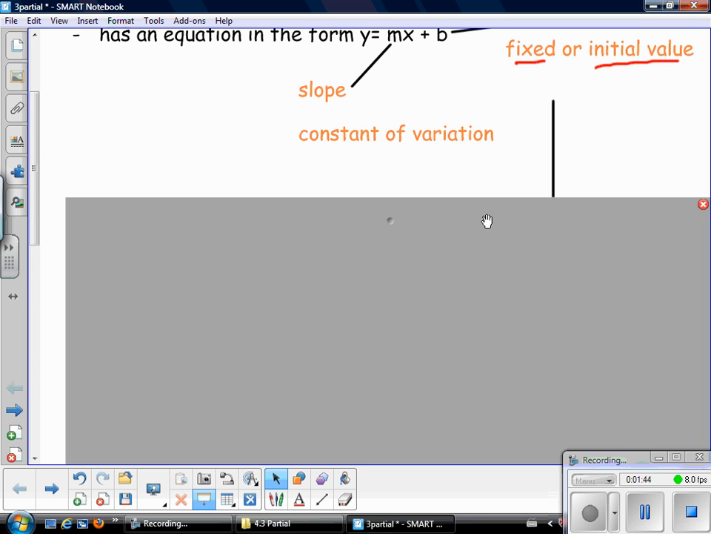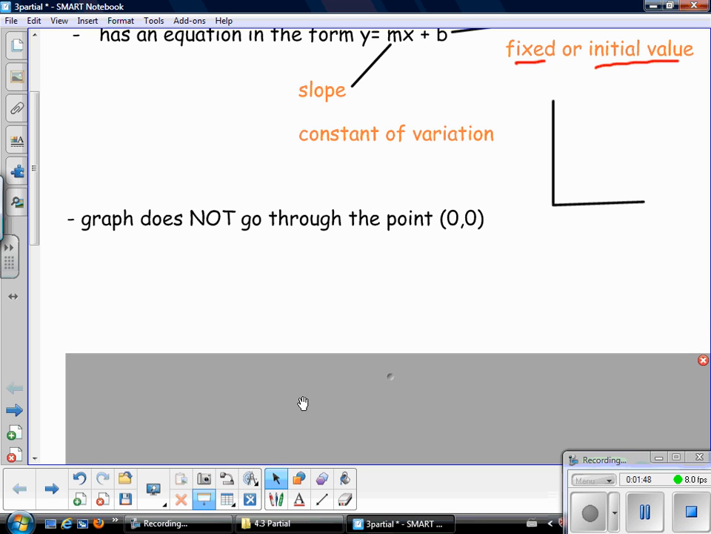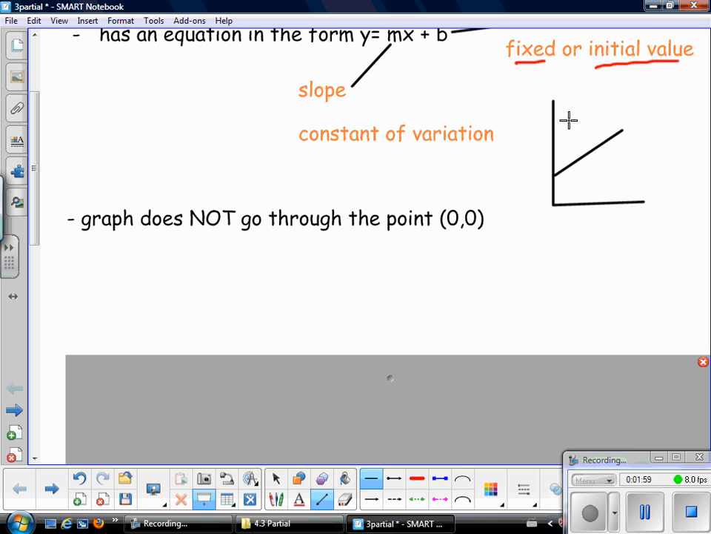So when we look at these, and I'm just going to move this down, first of all, the graph does not go through the point (0, 0). So all it means for that is that the graph is going to go something like this, or it might go something like this if it has a negative slope or a negative constant of variation number. So it doesn't go through (0, 0).